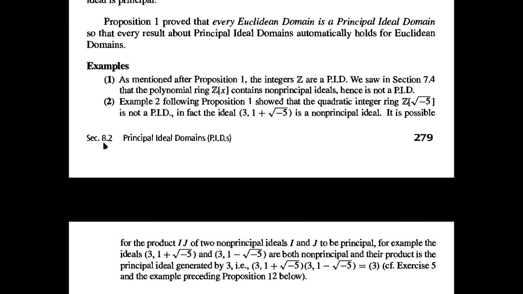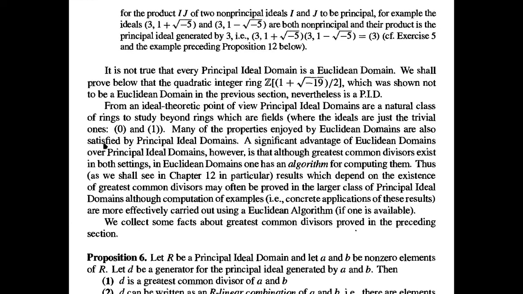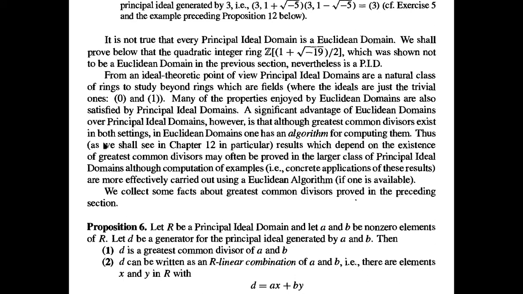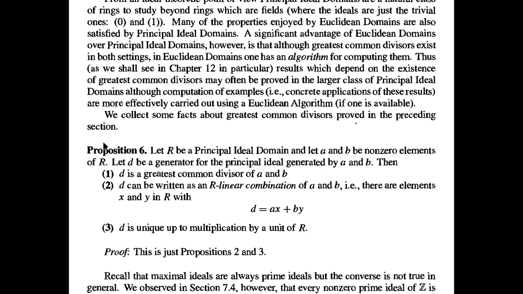So, there are two examples of PIDs. The integers Z are a PID, but Z[x], the polynomial ring, contains non-principal ideals, so it cannot be a PID. Okay, so we have a few more things about GCD and how it works in a PID. It's not much different, but let's see. If R is a PID and a and b are non-zero elements of R, and d is a generator for the principal ideal generated by a and b, then d is a GCD of a and b. d can be written as an R-linear combination of a and b. And d is unique up to multiplication by a unit of R. This is something that we've already seen in the Euclidean domain.